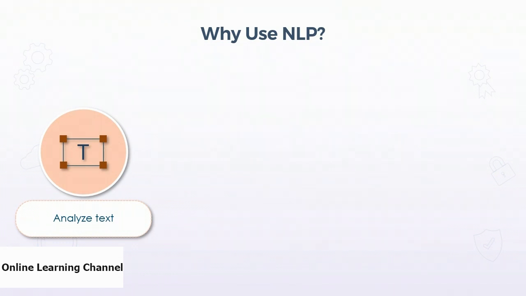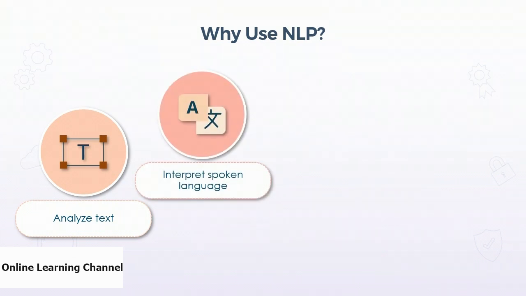And while NLP can do all that for text, it can also do the same things with spoken language too. NLP can interpret what is being actually said by a person, dictate it, and then perform all the same analysis that it would do in text. And it can do that in real time or offline after the fact.